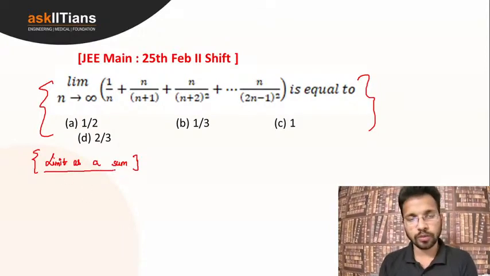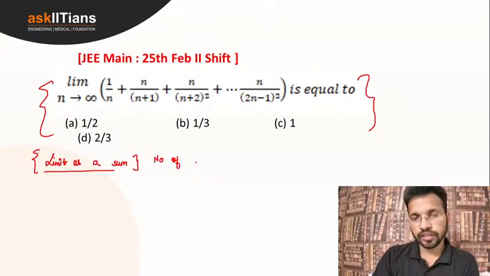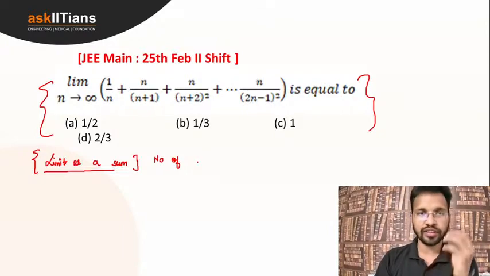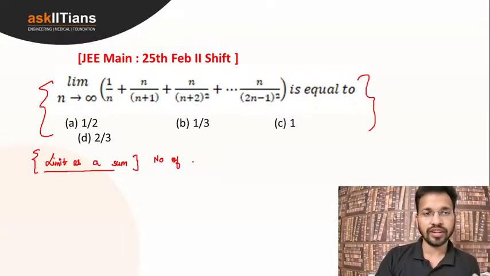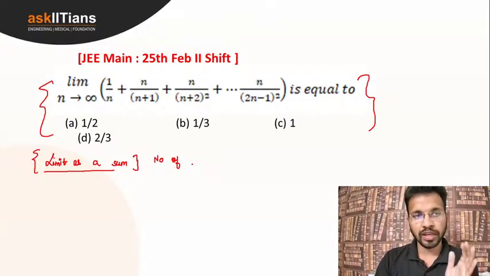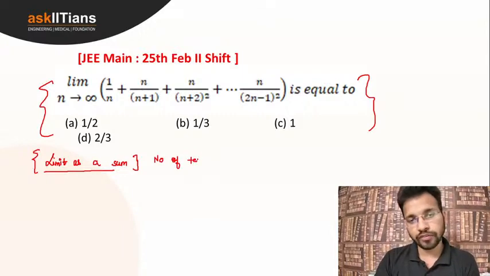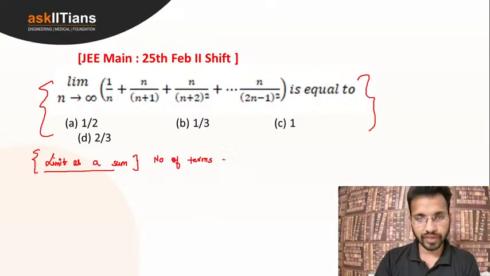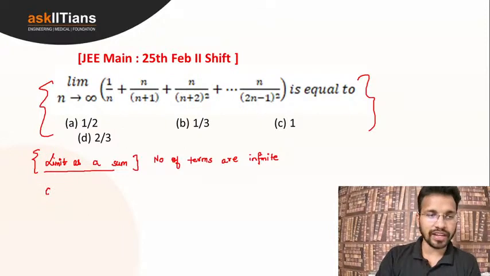Basically, when we talk about limit as a sum, in this case we see that the number of terms are infinite. So how to differentiate a limit question from a limit as a sum question? In a limit question, the variable itself, the operating variable, will be infinite. Now in the case of a summation question, the number of terms are infinite. So basically, we just have to find a general term here.